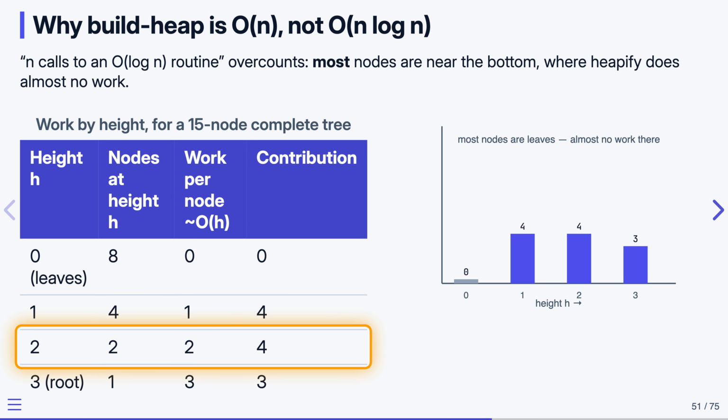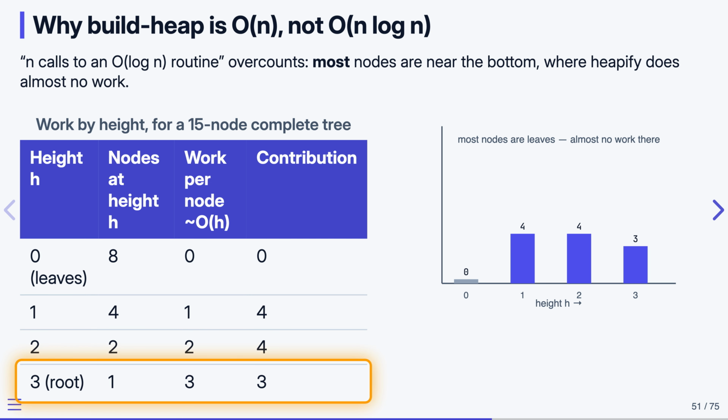At height 2 there are only 2 nodes, each doing about 2 units. That is 4 again. At the top, height 3, there is just 1 node, the root. It does about 3 units. That is 3.